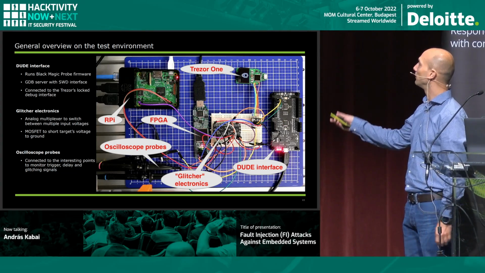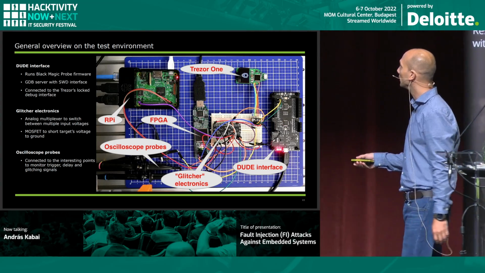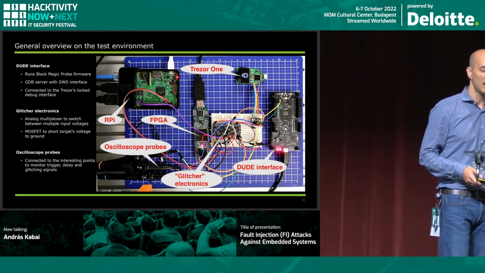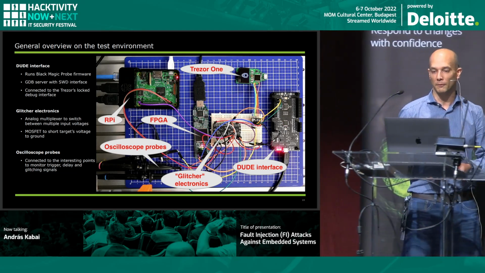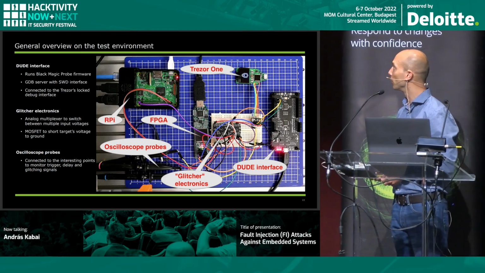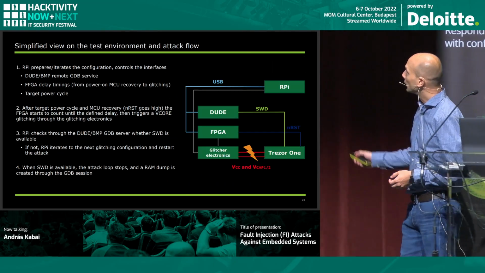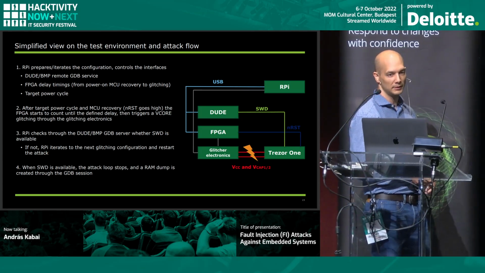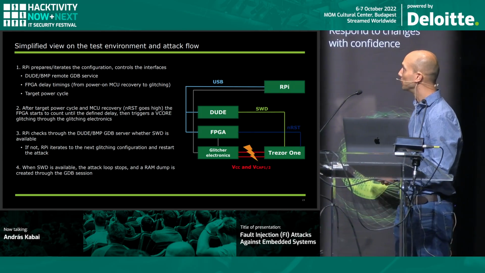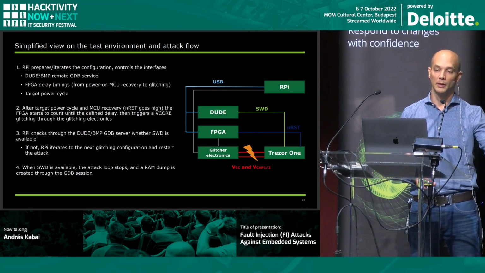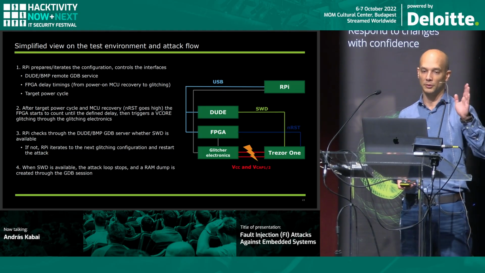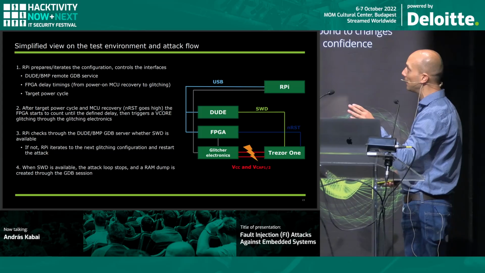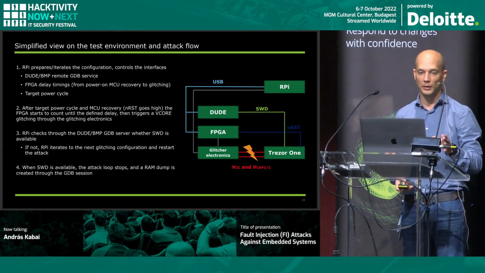And of course, we have some oscilloscope probes connected to the right and interesting points to trigger, to watch how the setup works and how the process is going on. So, a quick recap on the setup and how the attack is being executed. The Raspberry Pi controls everything. It is connected to the remote GDB service on the DUD board. The FPGA is configured by the Jupyter notebook as well.